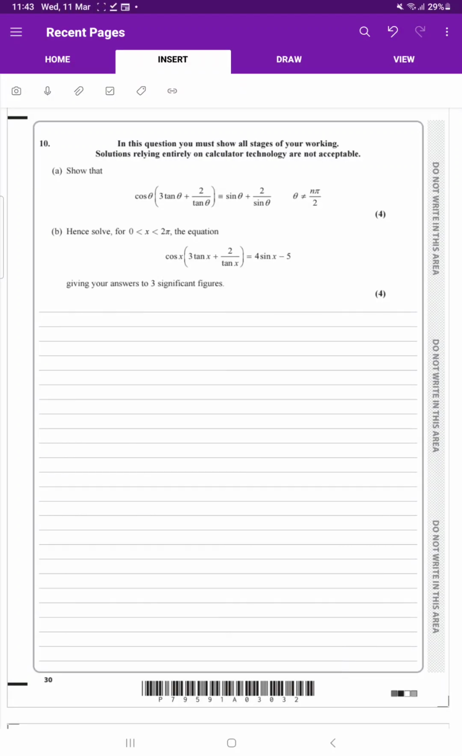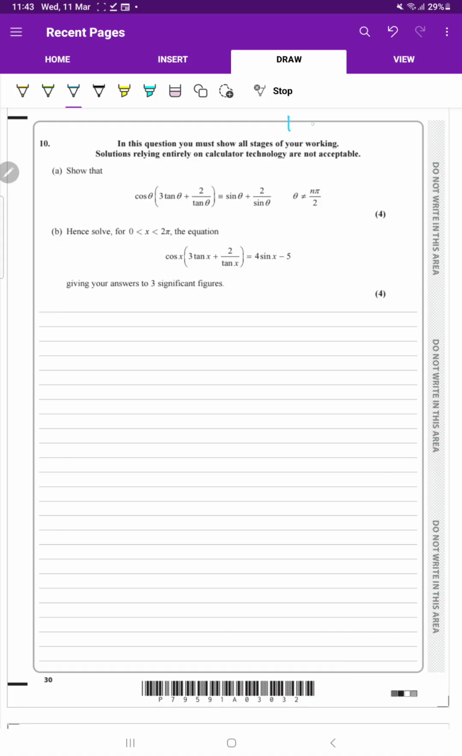Alright, so we have question number 10, the last question of the IAL January 2025 paper. It's IAL Jan 2025, question number 10. Quite a difficult one over here.